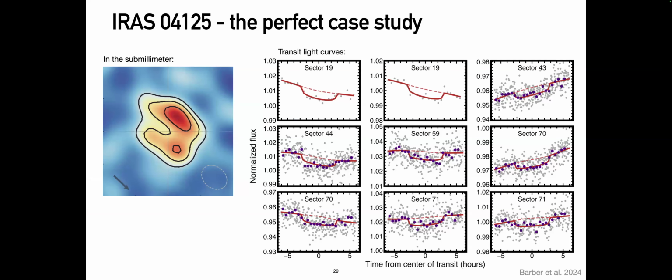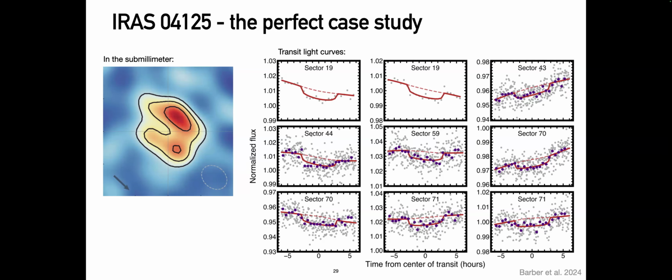I now want to talk really quickly, if I may, because I appreciate I'm getting low on time, about IRAS 04125. This is a very recent result. This particular disk has been observed a number of times before, but at the end of 2024, Barber et al. published a new paper about this particular system, talking about the detection of an exoplanet. And so I want to talk through this system.